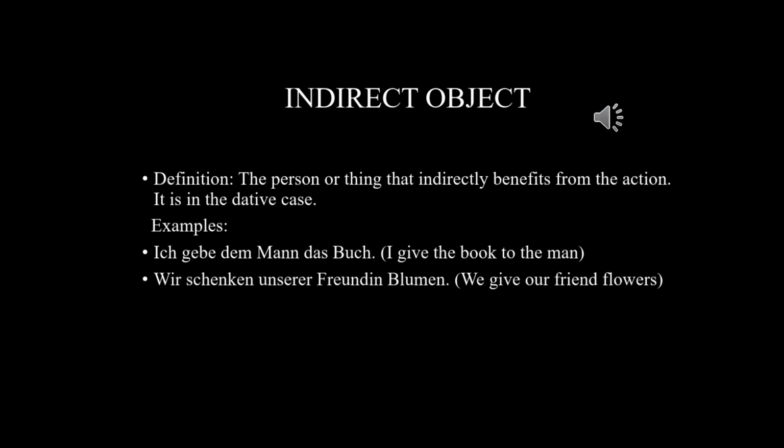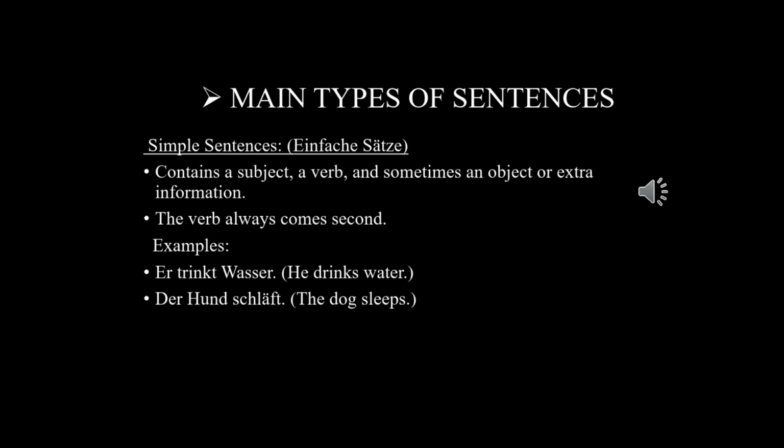Indirect object: the person or thing that indirectly benefits from the action. It is in the dative case. For example, I give the book to the man. We give our friend flowers.